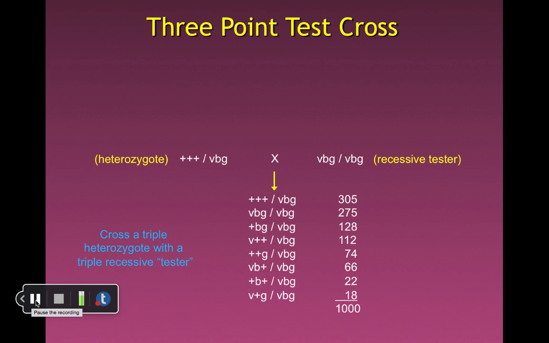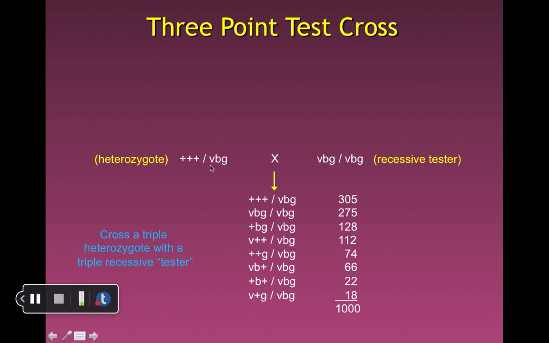Well, we can conduct a 3-point test cross. And it's a little complex, so we'll take just a few minutes going through this particular example here. So we have, in this case, these 3 genes, V, B, and G. And let's say we don't know what the sequence of those 3 alleles is. Our goal is to figure out that sequence.